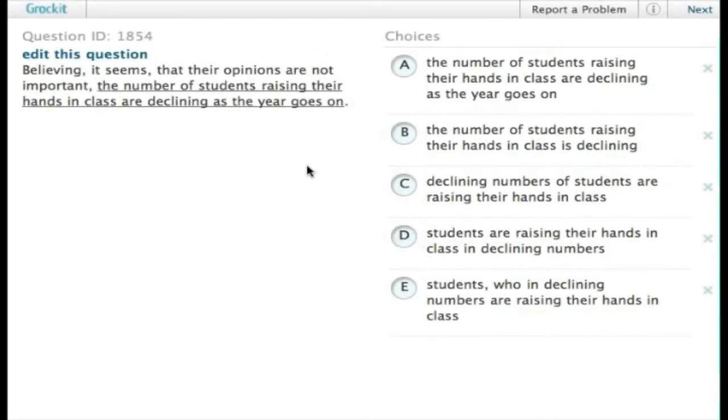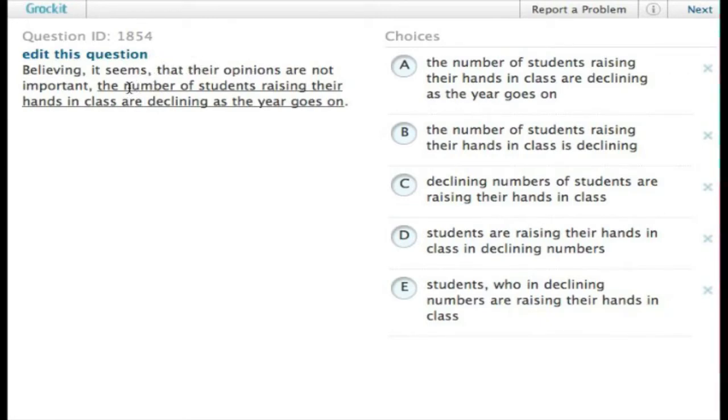Believing it seems that their opinions are not important, the number of students raising their hands in class are declining as the year goes on. Well, first of all, this is just a teensy bit wordy. We might want something a little more concise. We see that all the other options are more concise. But then we also have this kind of thing that you might not pick up on.